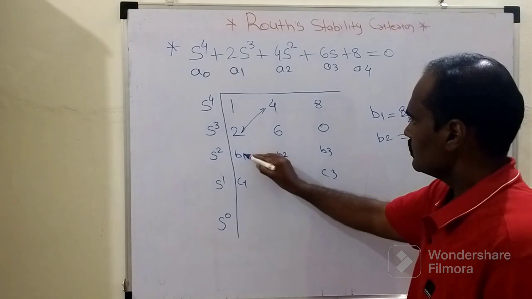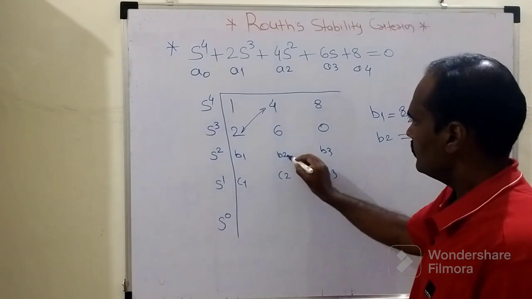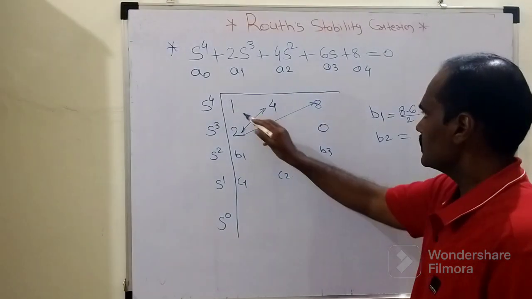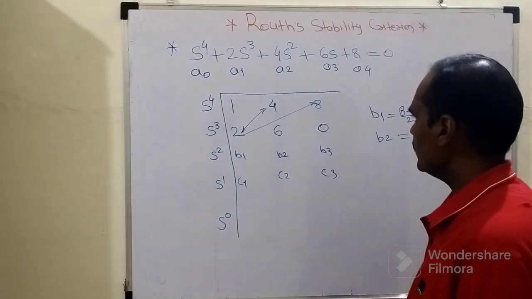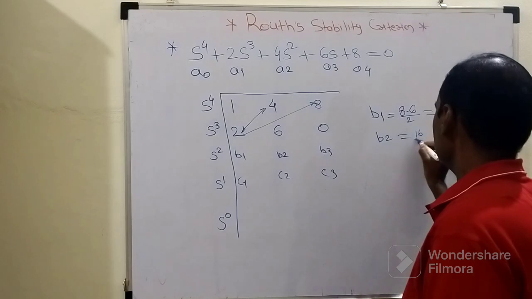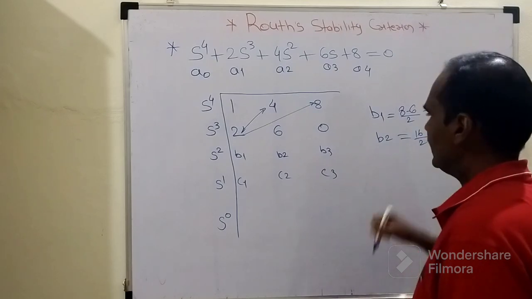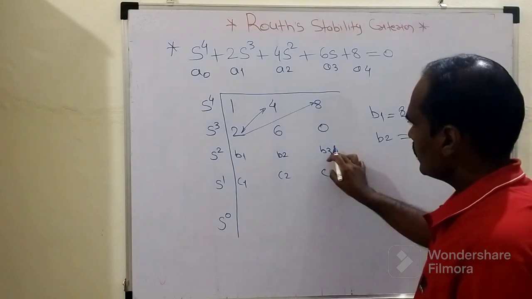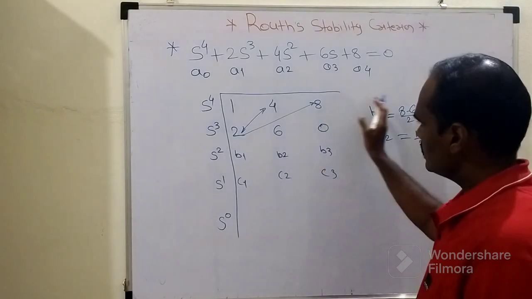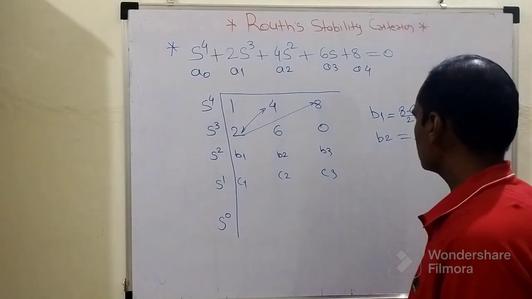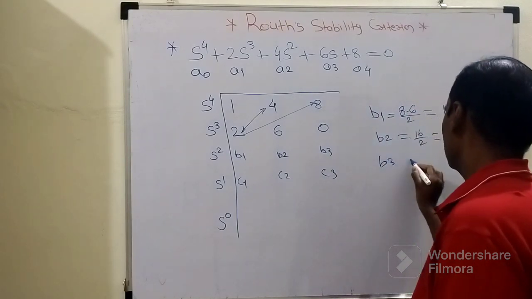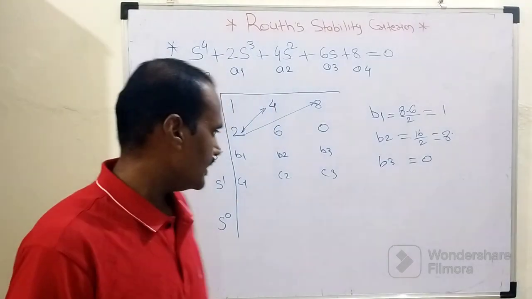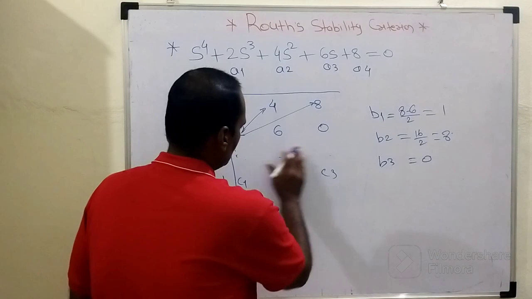B2 equals this: 2 into 8, 8 2s are 16, minus 1 into 0, 0, divided by 2. So 16 by 2, so B2 equals 8. As far as B3 is concerned, we don't have a further term, so obviously B3 equals 0. So we need to substitute B1, B2, B3 at this third row.